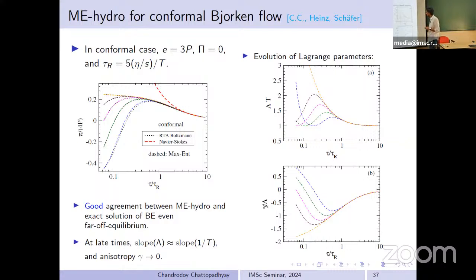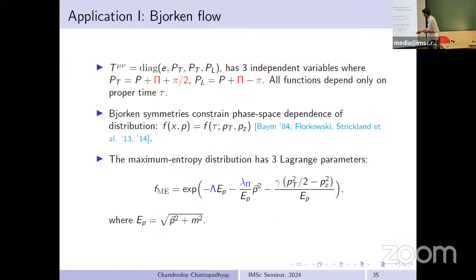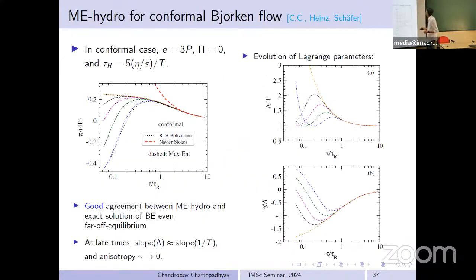theory predictions. And here I also show the evolution of the Lagrange multipliers in units of the temperature, and here is the Lagrange multiplier for the shear stress. All this shows is that at late times, the Lagrange multiplier lambda indeed plays the role of an inverse temperature because it's approaching 1. And at late times, the system is isotropizing, or thermalizing, and hence this Lagrange multiplier gamma, corresponding to the momentum space anisotropy, is approaching 0.